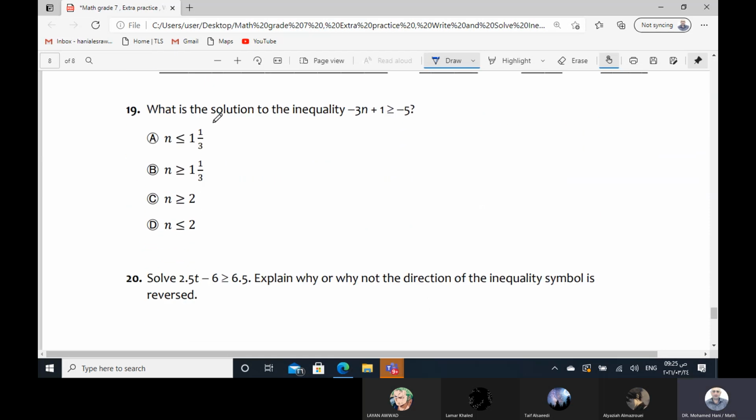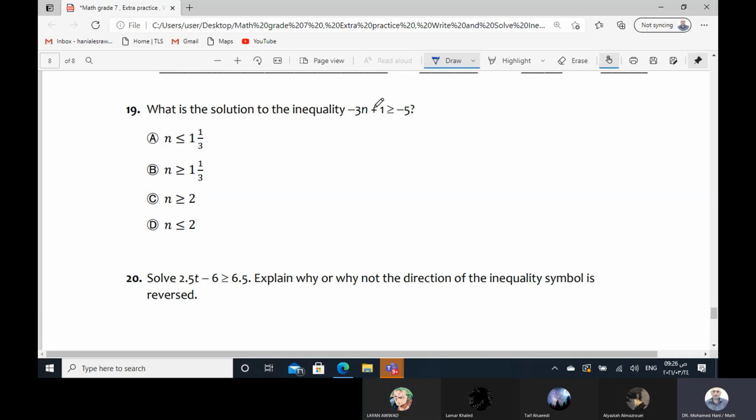I want to solve this inequality. What is the solution to the inequality minus 3n plus 1 greater than or equal to minus 5? Start, please. Mr., will it be D? Thank you, Lamar. Who has a different answer? Instead, the answer is B. Thank you. Who has a different answer? D also. Okay, thank you for all.